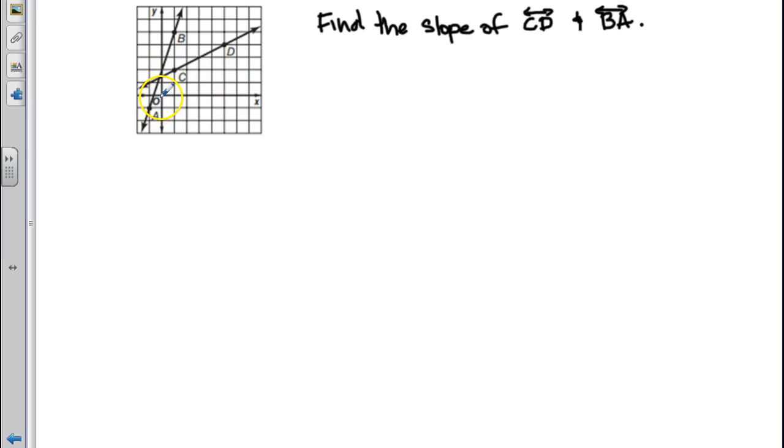So C, starting at the origin, is over 1 up 2. So 1, 2 for C. And for D, we're going 1, 2, 3, 4, 5 over and 4 up. So 5, 4, X first, then Y. Now we will do change in Y over change in X. If you don't know this, you need to write it every time.